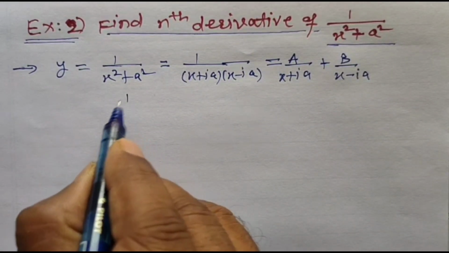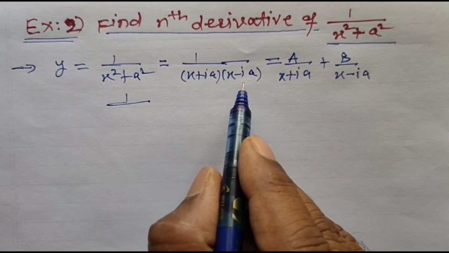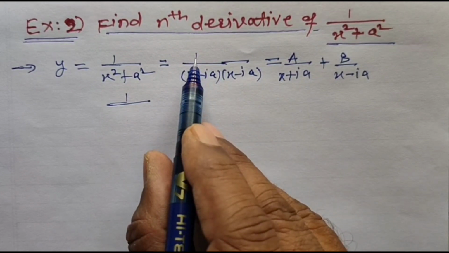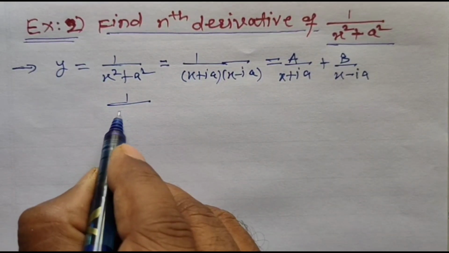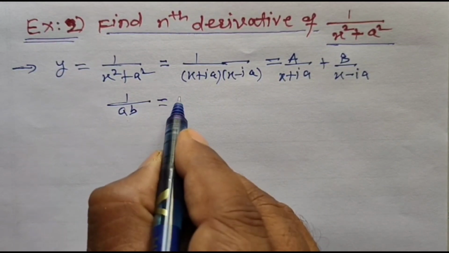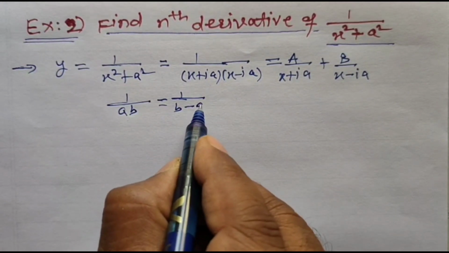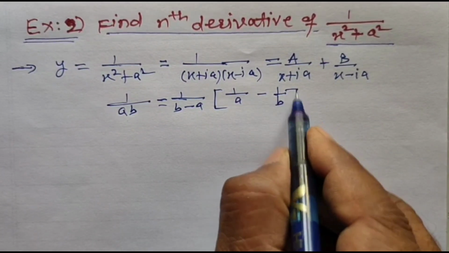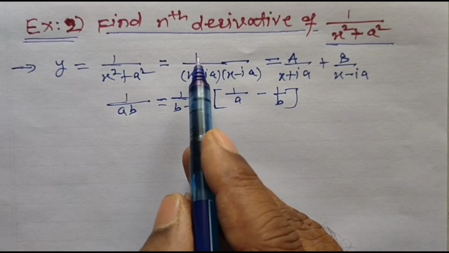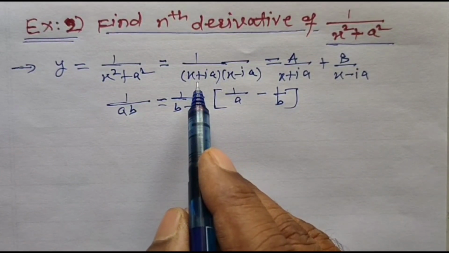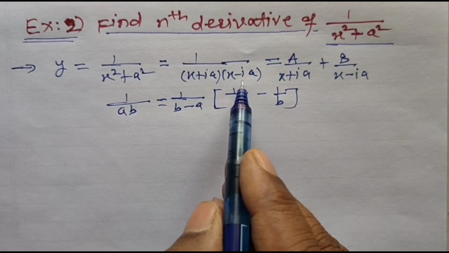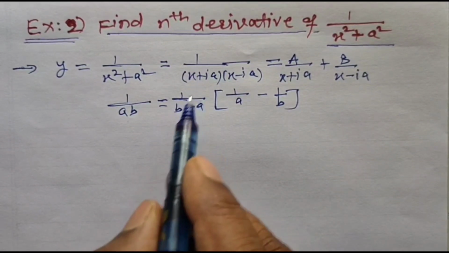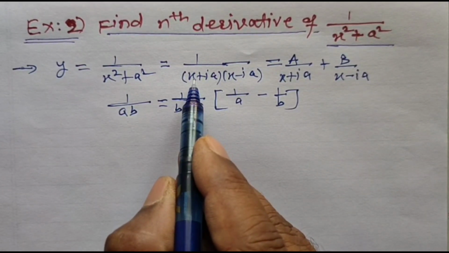This formula is applicable if the denominator contains both linear factors or both quadratic factors and the numerator is a constant function. Then you can apply this formula: 1 upon a into b is equal to 1 upon (b minus a) into bracket (1 upon a minus 1 upon b). Here the numerator is constant 1 and the denominator contains two factors, x plus ia and x minus ia, and both are linear. So you can apply it, considering a is equal to x plus ia and b is equal to x minus ia.